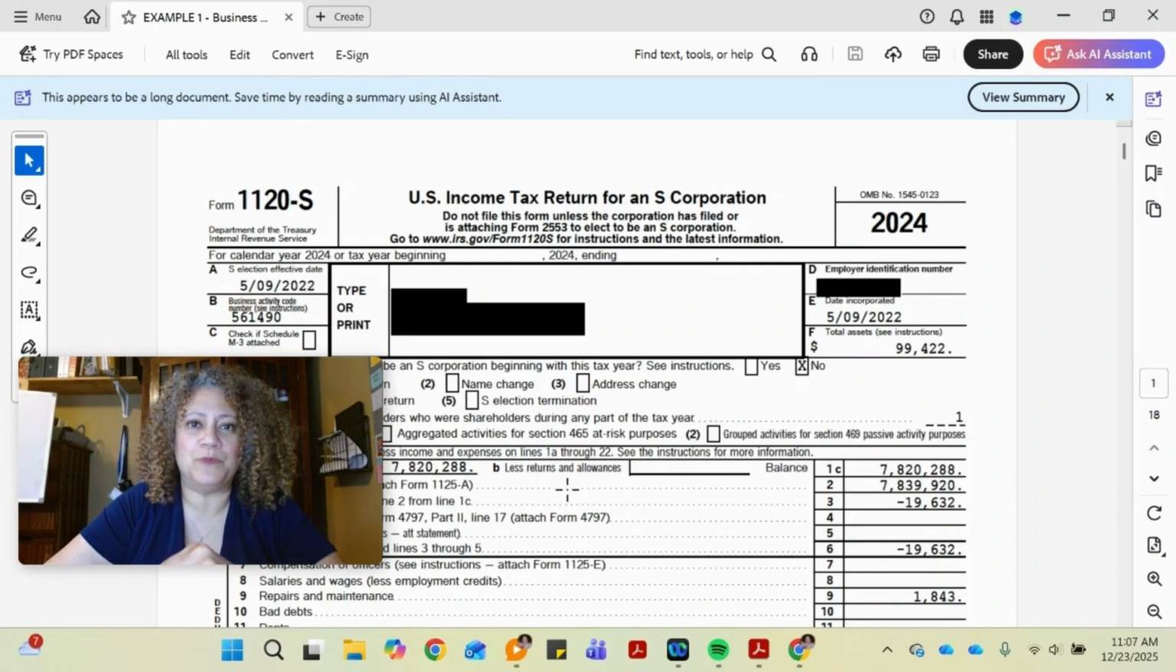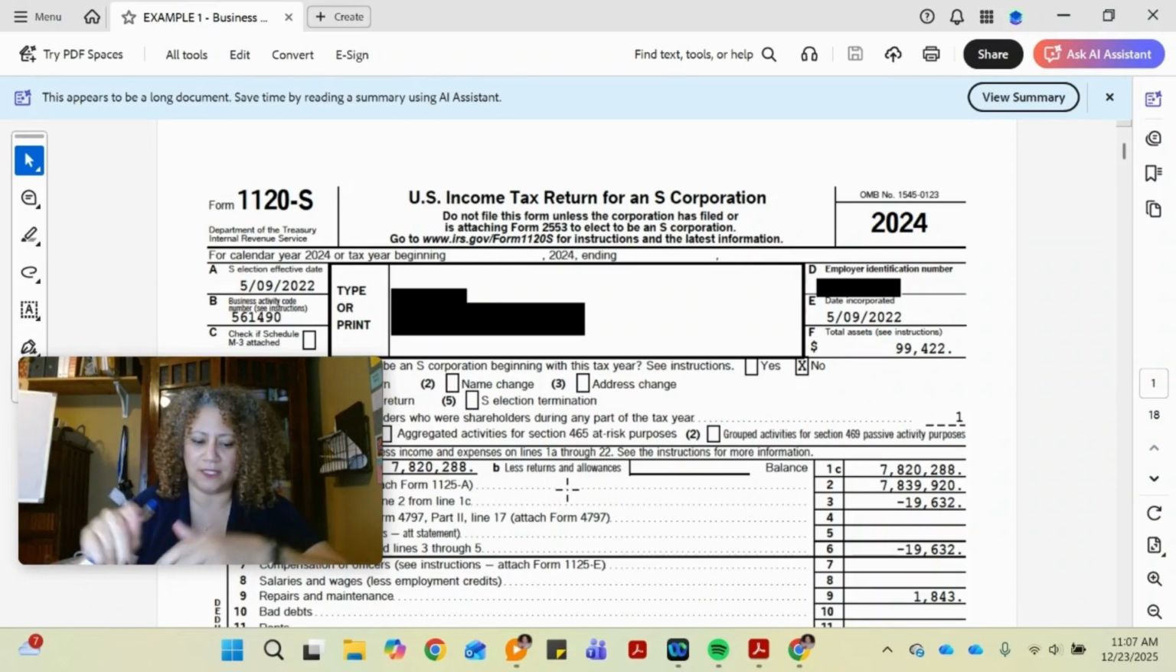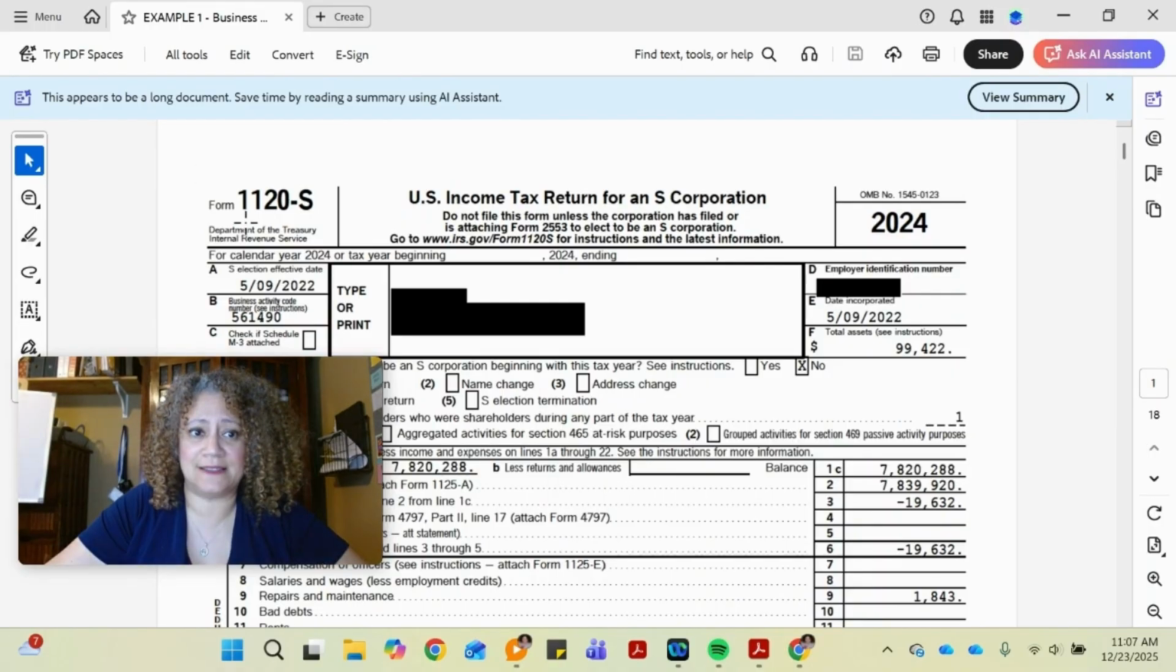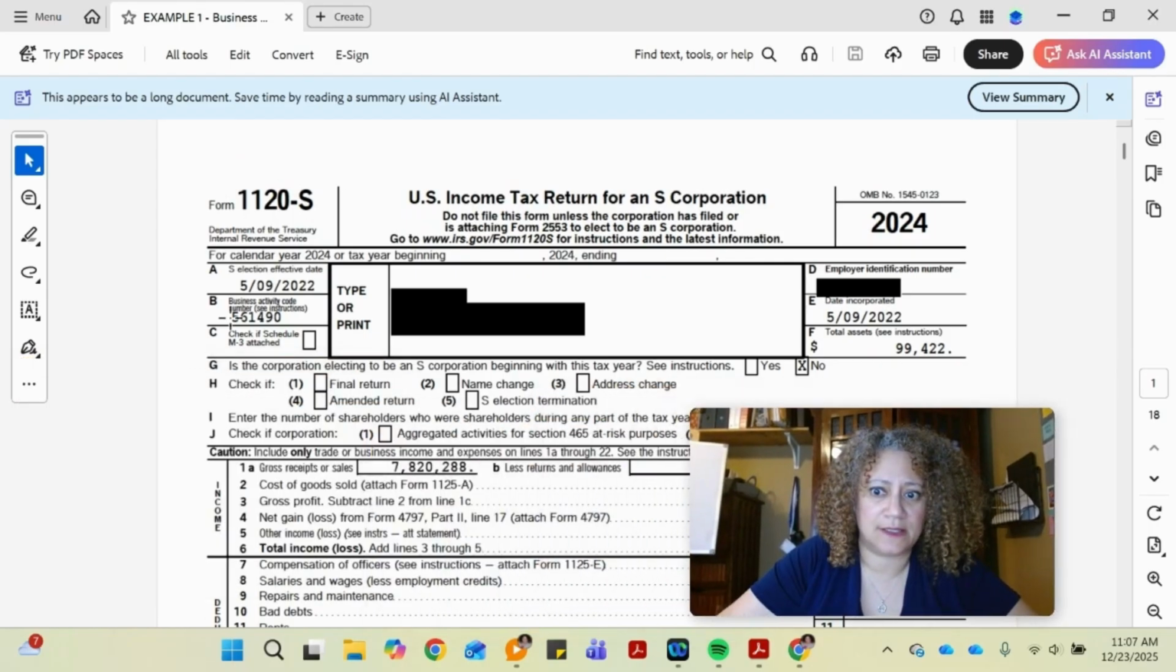Let's dive into some business tax returns in terms of reviewing income calculation. So this is an 1120S, which stands for S Corporation. Up here, you're going to have your form number. It could be 1120. Without the S, it would just be a regular corporate tax return, 1120.